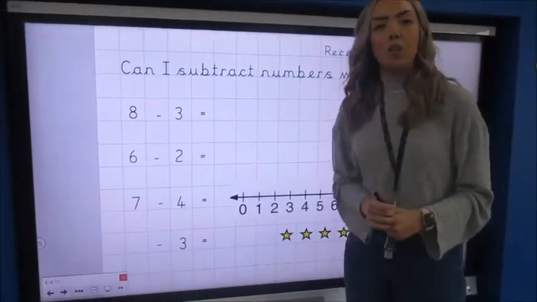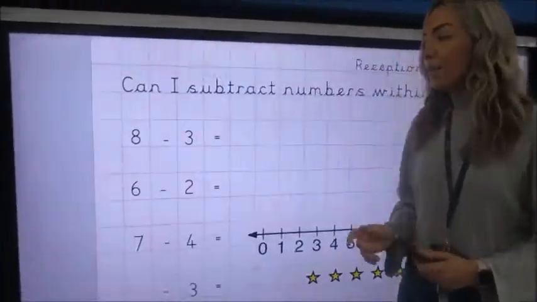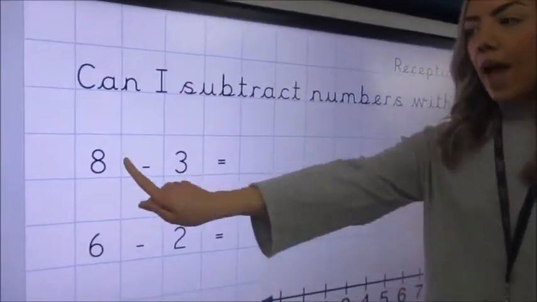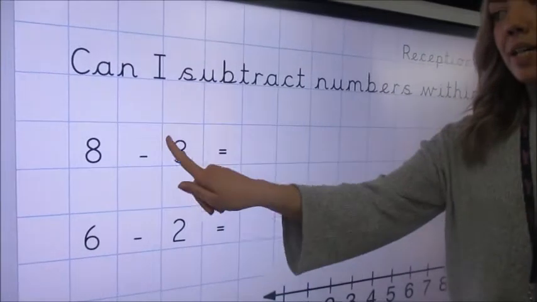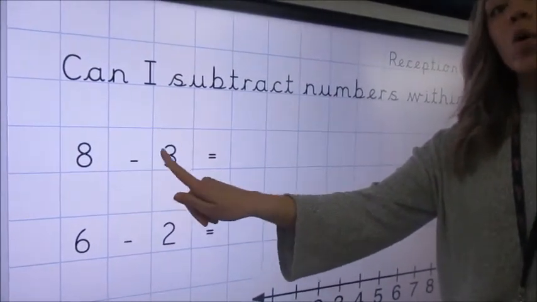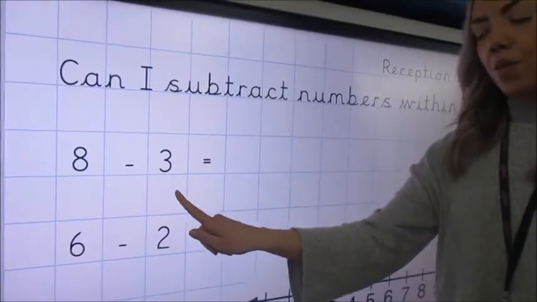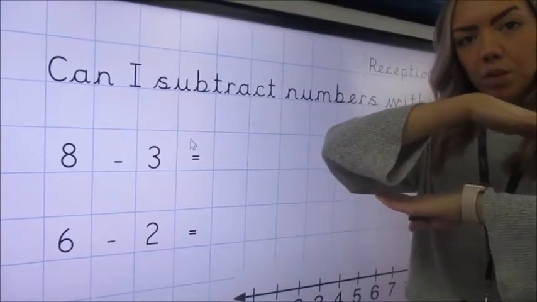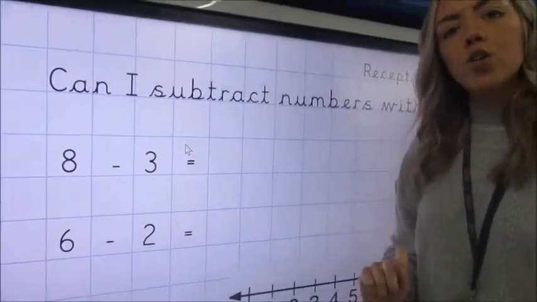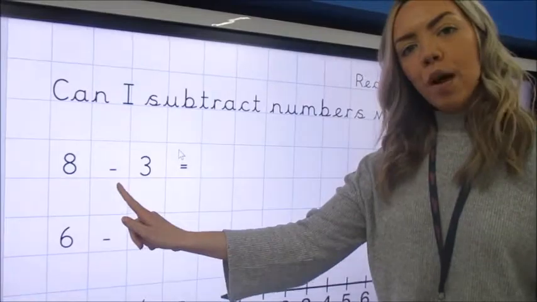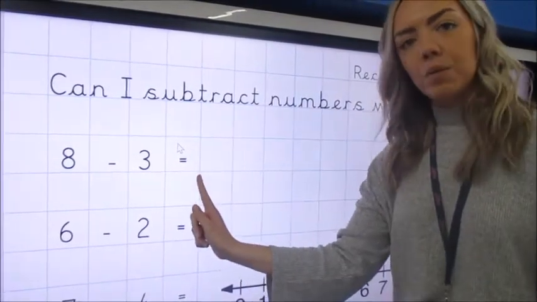Let's read our number sentence together, remembering our symbols and what their names are. 8, take away, or minus, or subtract, 3, and the symbol at the end, equals. And remember, that means our total. That's our answer. 8 subtract 3 equals.